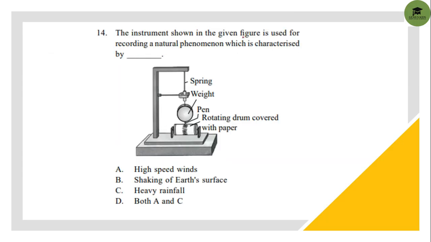The instrument shown in the given figure is used for recording a natural phenomenon which is characterized by: high speed winds, shaking of earth surface, heavy rainfall, both A and C. Now this instrument is called seismograph. And seismograph is used to measure the shaking of earth surface, or it is used to measure earthquake. So option B is your correct answer.